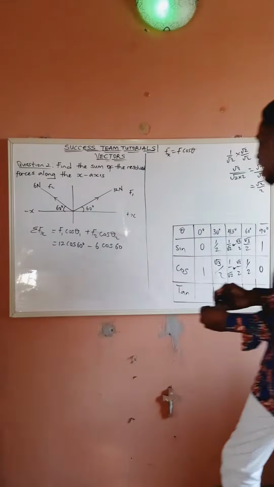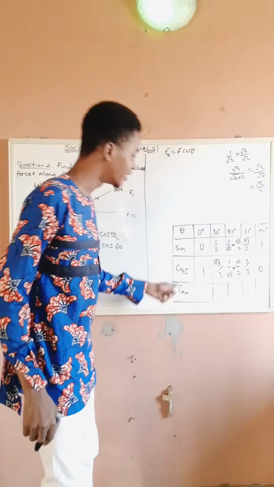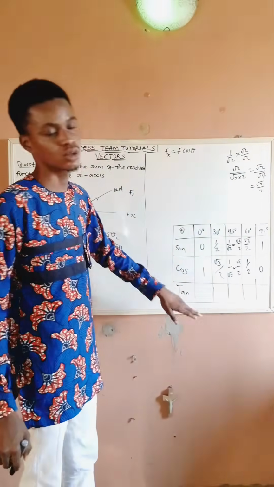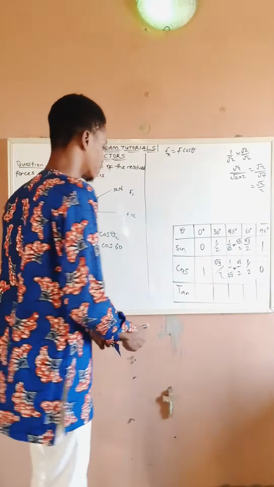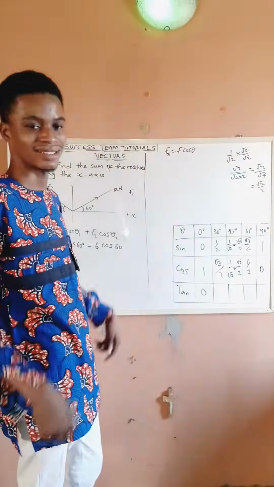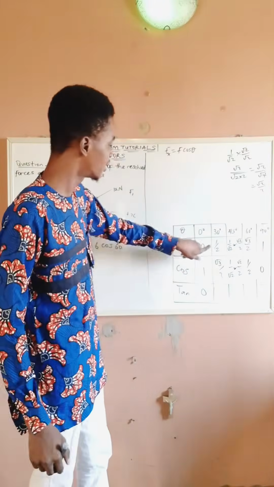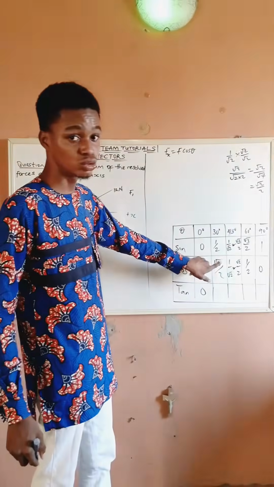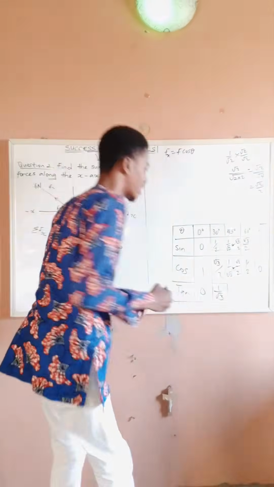So now, how will I get tan? To get tan, the numerator of sine over the numerator of cos will give you your answer for tan. So in this case, this one will be 0. 0 over 1 is 0. And I have the numerator here is 1, and the numerator here is root 3. So that is going to be 1 over root 3. Right? Exactly.